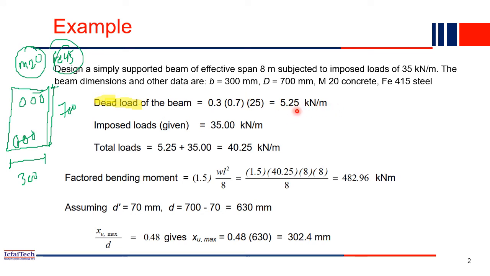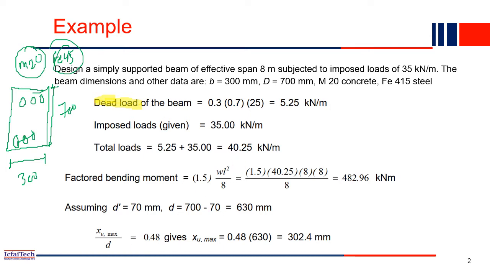So the dead load is 5.25 kilonewton per meter. The imposed load is already given to us, that is 35 kilonewton per meter. So now what is the total load acting on the structure? Total load is this plus this, right? Dead load plus live load, which will give you 40.25 kilonewton per meter as the total load acting. So now we know how much load is acting.